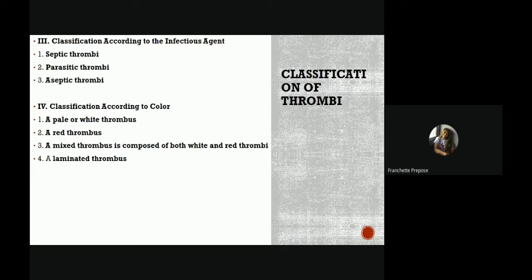Next is the mixed thrombus. It is composed of both white and red thrombi and is the most common type. The white portion forms when the blood flow is rapid and the red portion when it's slow. Next is the laminated thrombus, which is a type of mixed thrombus composed of alternate thin layers of paler platelets mixed with some fibrin, separated by darker layers containing more red cells.